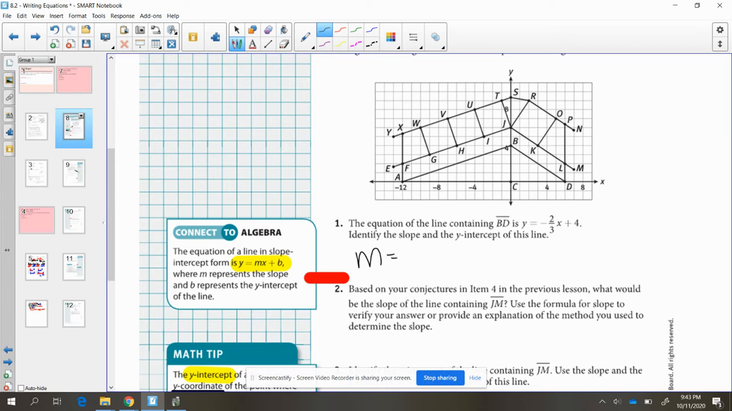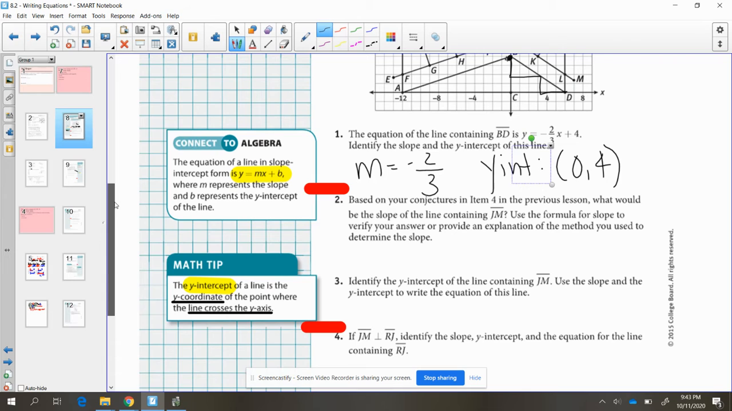So we know the slope is going to be our m value, so negative 2/3. And our y-intercept, where's this located at? Well, (0, 4) is going to be the location of our y-intercept. And you can see it on this graph here. And we could see that also we're decreasing 2, running 3, decreasing 2, running 3. So we can also see that slope in action as well.